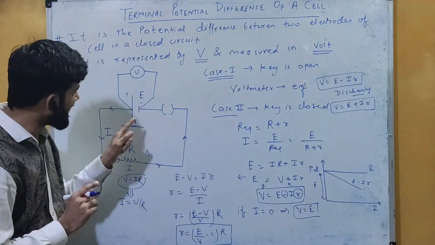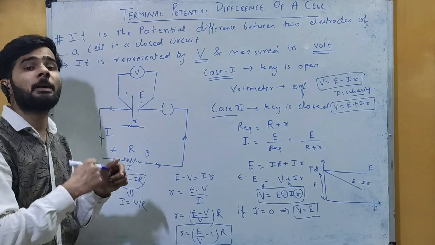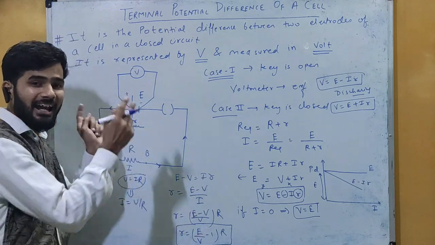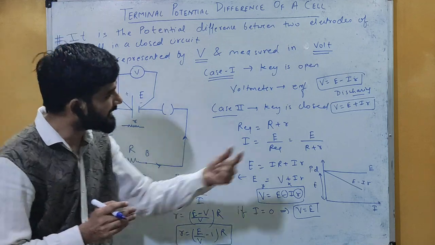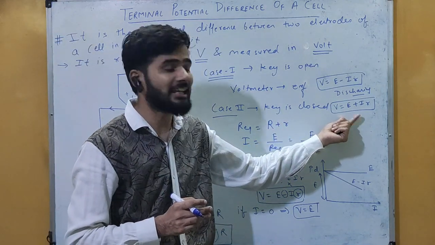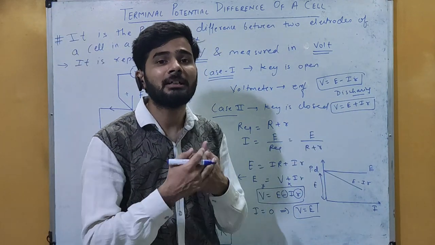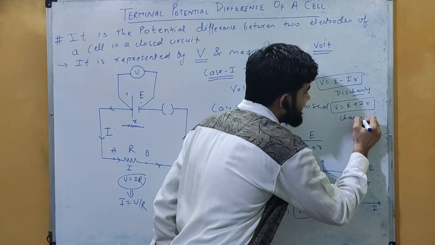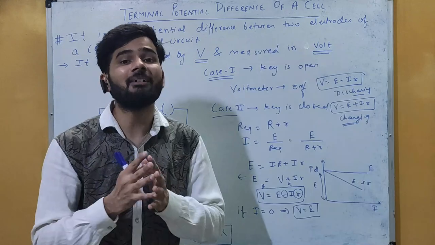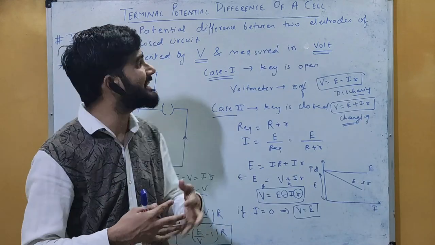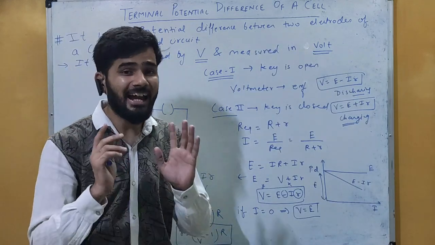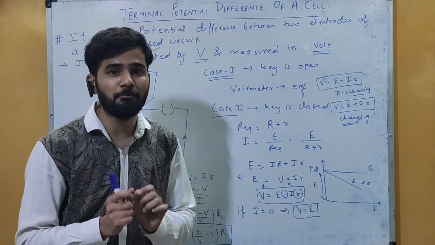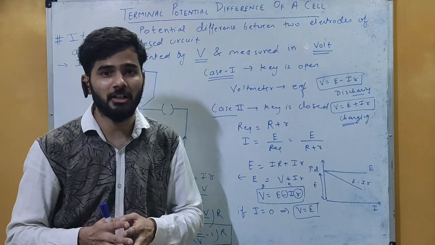Because while charging, we are connecting this positive terminal to the positive terminal of the battery and this negative terminal to the negative terminal of the battery, and then this cell will get charged. So in that case, we have the equation V is equal to E plus IR, because we are giving current to the cell. So this is the equation for charging of a cell. Here we have studied a very important topic, that is the terminal potential difference, and this equation, V is equal to E minus IR, is a very important equation.